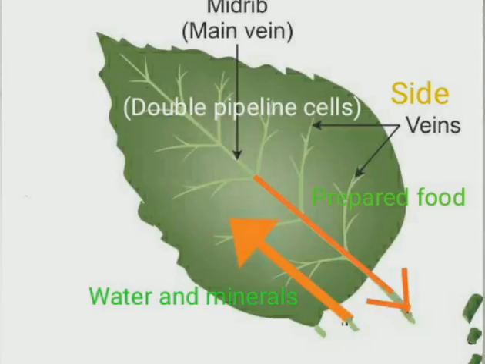Take a peepal leaf and observe the underside of the leaf. There is a main vein running from the middle of the leaf and it has a number of side veins. The main vein is also called the midrib, which is made up of double pipeline cells. One pipeline cell will carry water and minerals to all the cells of the leaf, and the other pipeline cell will carry prepared food from green cells to other parts of the plant.